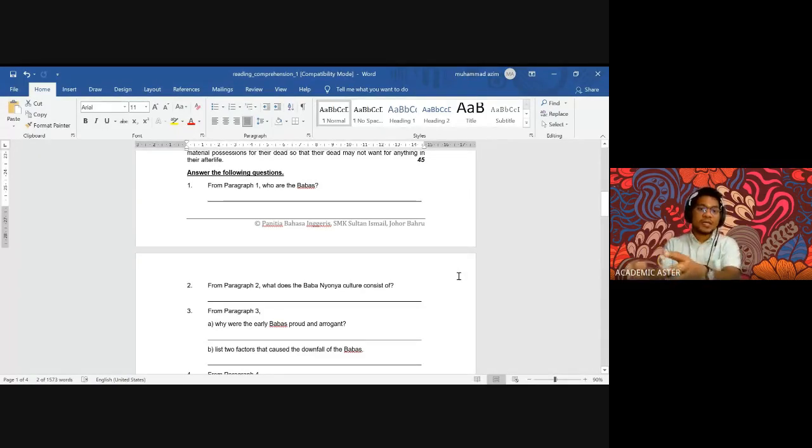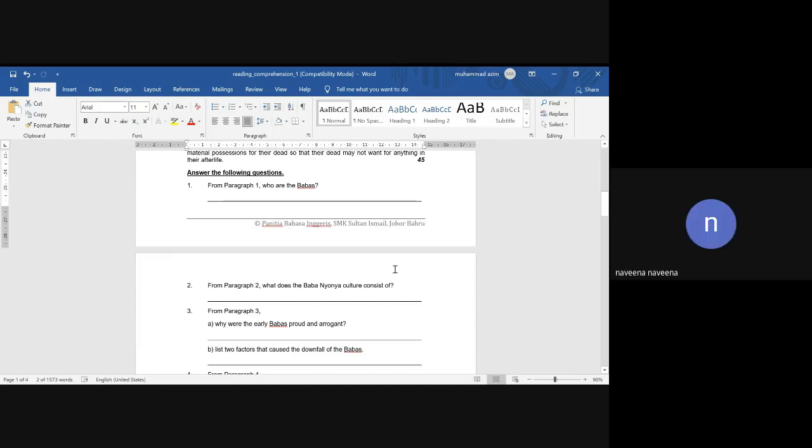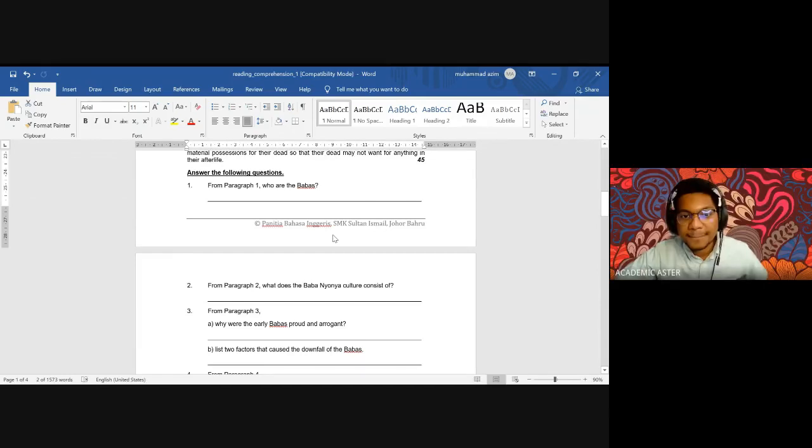Baba and nyonya is a mixture between the Malays and the Chinese. That is baba nyonya. They are more prominent in Melaka, especially Melaka, Singapore, even in Penang, the Straits Settlements. Baba is for the male and nyonya is for the female. It's how we address them, as baba and nyonya.